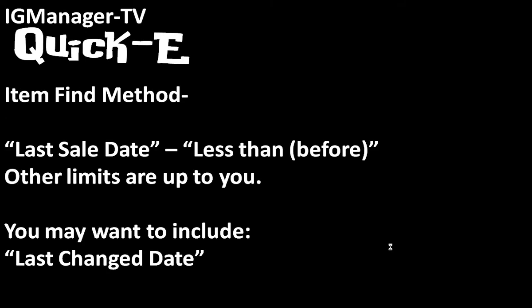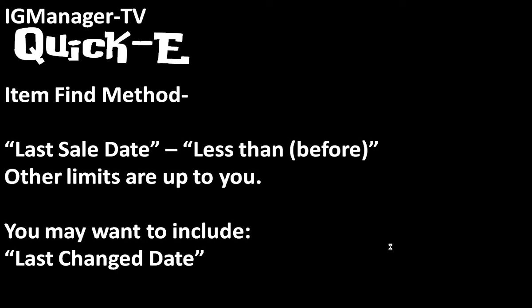The Item Find method, which is the second one we're going to talk about, gives you a little bit more control over what you want to report. With the Item Find method, you're going to be looking for the last sale date, and you're going to use less than or before. Anything else you want to do is up to you. And one thing you may want to include is the last change date. I'll talk about that in a minute.